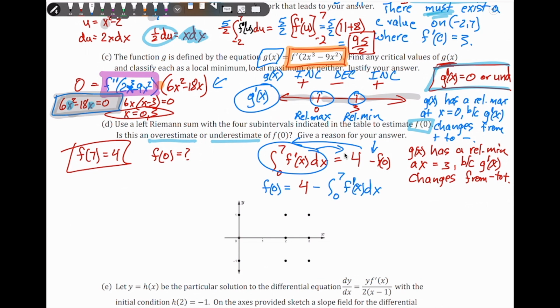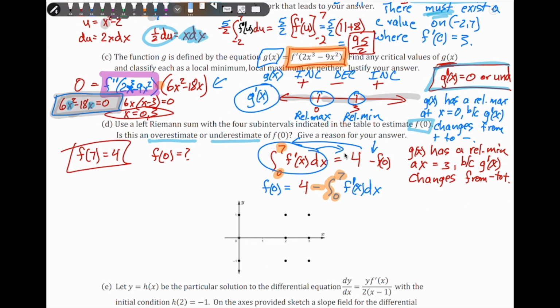The written key does show it a little differently, but this is just another way of setting it up. The key set it up starting at 7 and going backwards, flipping the limits of integration and adding a negative so that the 0 is on the bottom, the 7 is up top, and you're accounting for that negative. But we still have that right here. We just set it up from least to greatest to begin with. Either way, you're going to get the right answer. You're going to be okay. But let's go ahead and finish this up.